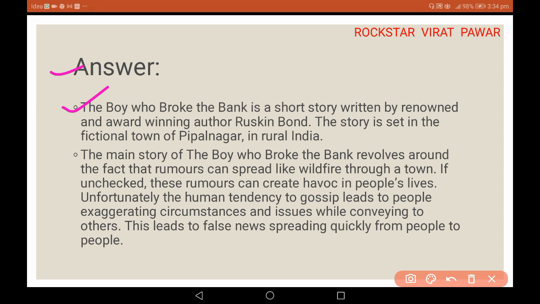The Boy Who Broke the Bank is a short story. Yes, it is a short story, written by the renowned and award-winning author Ruskin Bond. The story is set in the fictional town of Pimpalnagar in rural India.